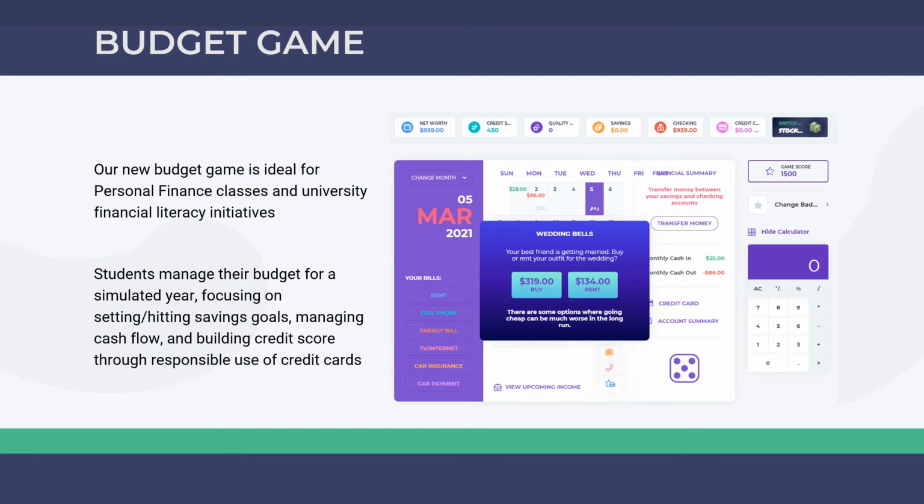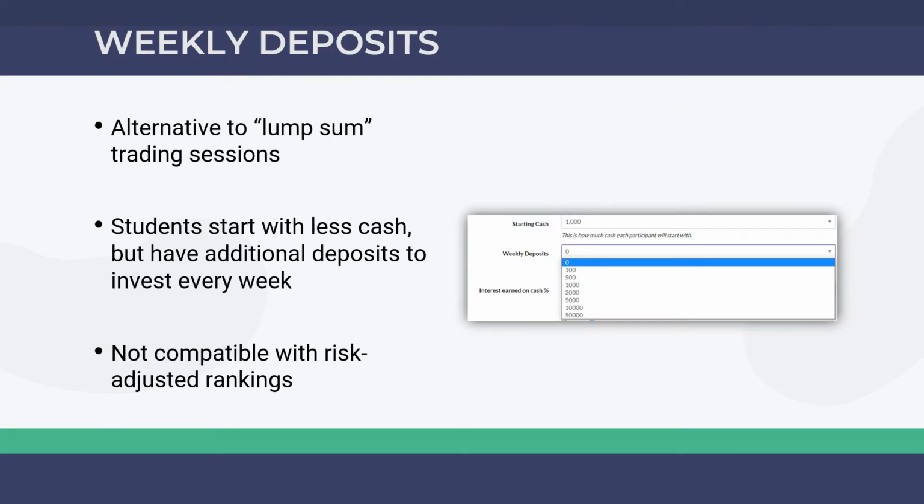The other side on the financial literacy standpoint are what we call the weekly deposits. So typically in a class on StockTrak, you would give your students $100,000 or $1 million or $10 million for them to build their portfolio. This works great for finance classes. It gives students a lot of money to play around with, and they can make a lot of decisions with it.